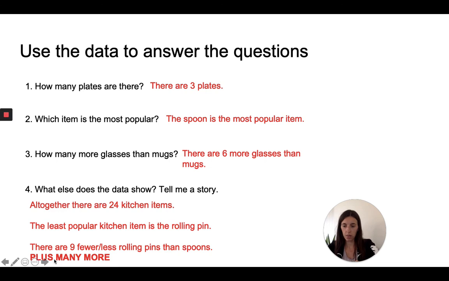And I've written here plus many more. And so if you're not sure of your answer, then send a photo and I will help you decide if it's correct.